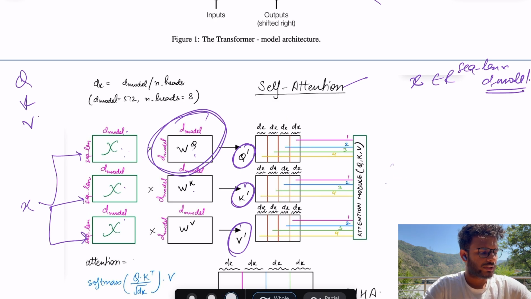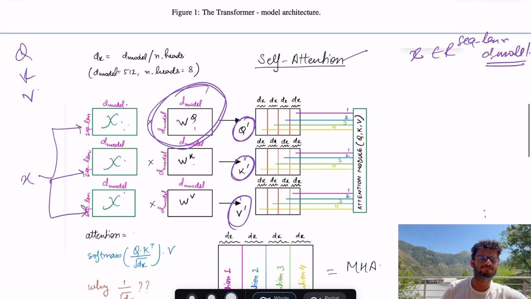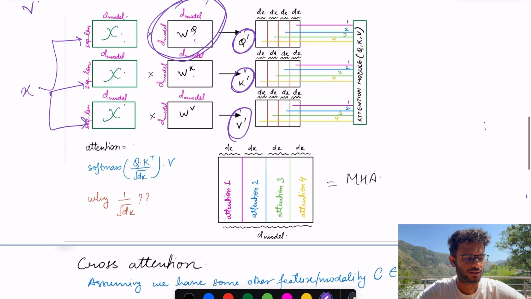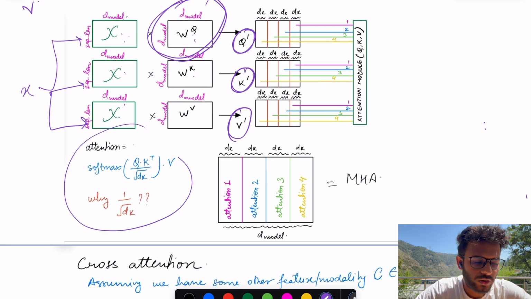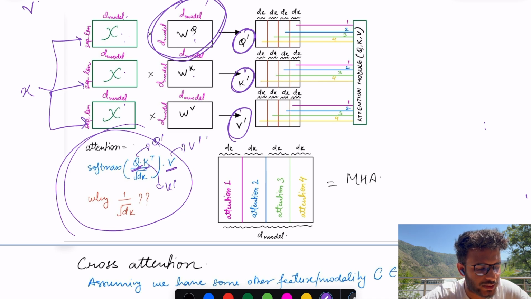Coming to the next part, let's see multi-head attention a bit later. Let's see self-attention in detail right now. How do we calculate self-attention? This is the formula for attention. You have your query matrix, you have your key, and you have your V, Q, K, V. Here this is basically Q prime, this is K prime, and this is V prime after projection.